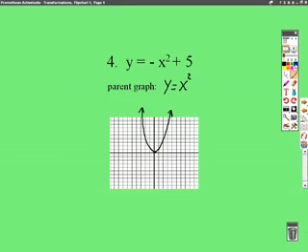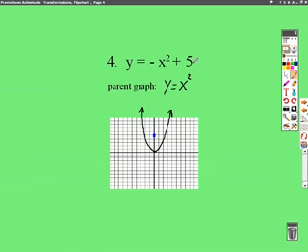Now, what are some changes that we have right here? The first thing that's glaring is it says +5, okay? And in our parent graph, we don't have a +5. Well, recall, what does the +5 make it do? Well, if you said it makes the graph go up 5 spaces, you were dead on. So 1, 2, 3, 4, 5. Now I'm going to put a mark right there, but I'm not going to draw a graph yet.